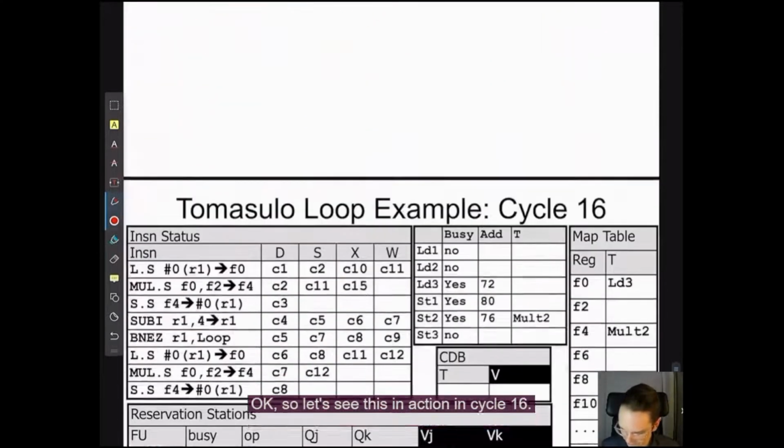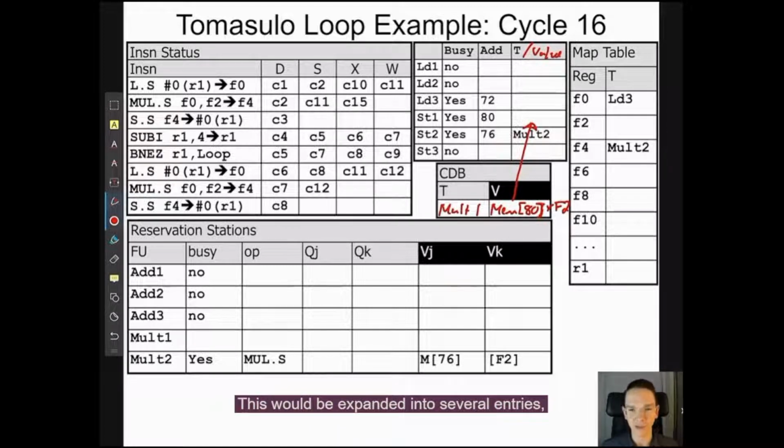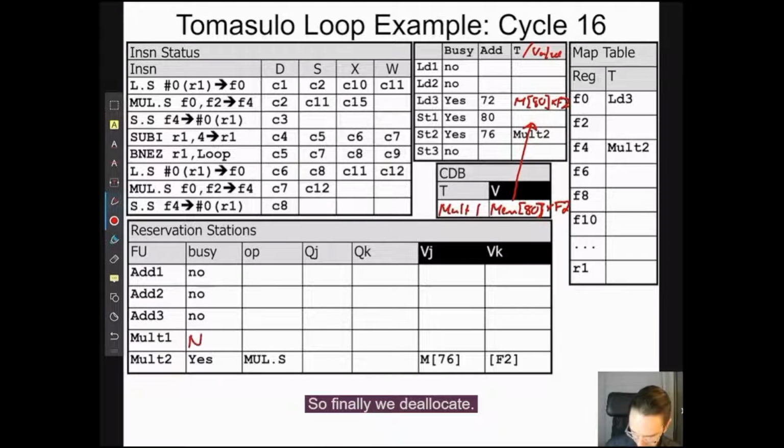Okay, so let's see this in action in cycle 16. The multiply is writing back, so we broadcast its tag on the CDB along with its value. So I'll call that memory at 80 times F2. And we would have had that one tag match with the first store instruction. So this value is copied. Let's just assume that this is holding either the tag or the value. This would be expanded into several entries, so forgive me. So I'll copy memory at 80 times F2 here. And there's no tag match in the register file in the map table. So finally, we deallocate the mult1 reservation station entry, and that wraps up this first multiply's write back.